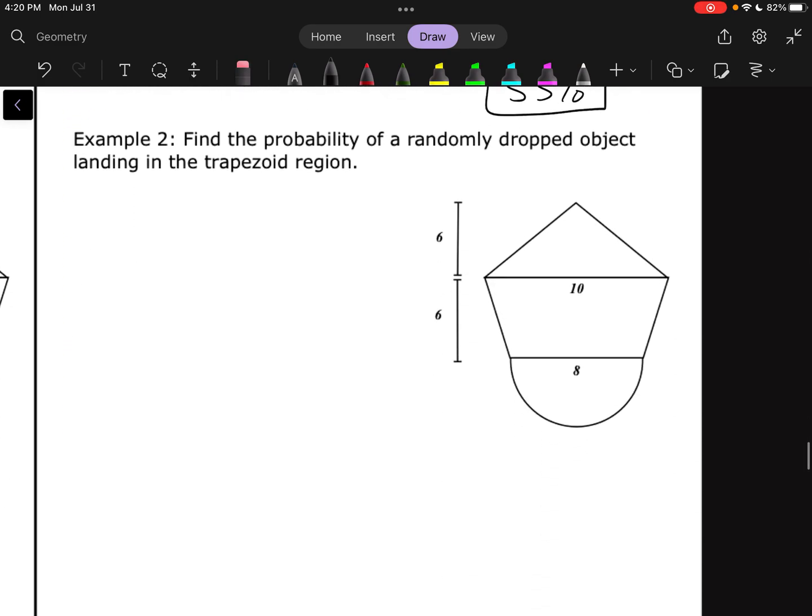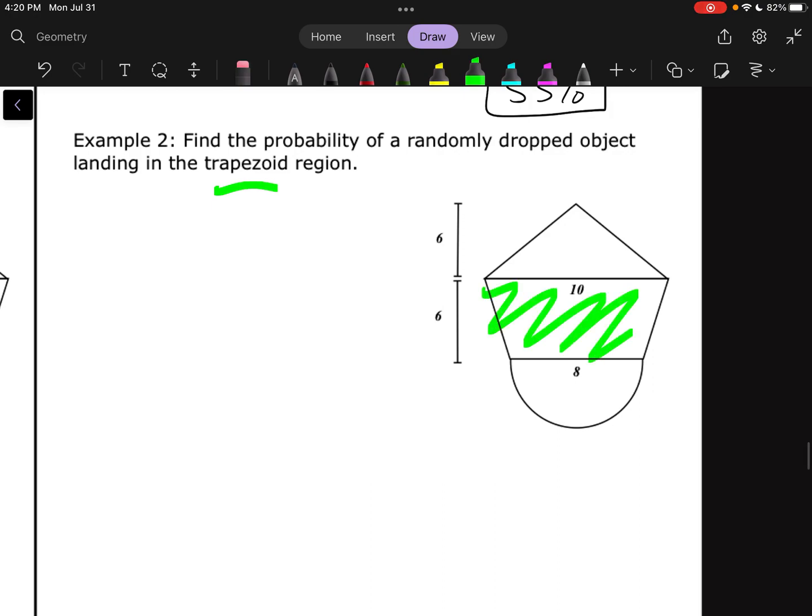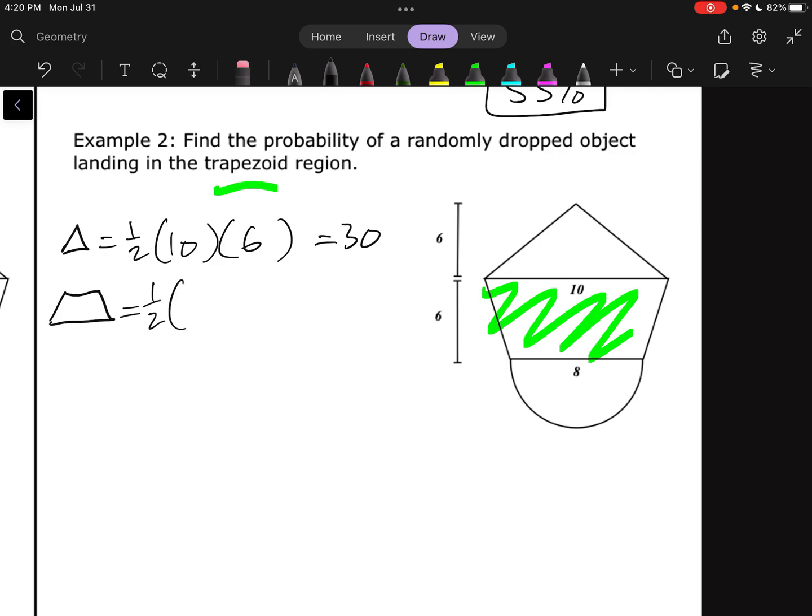For this part, we want to land in the trapezoid region, which would be all of this. So let's find all of our individual areas first. For the triangle, we want to do 1/2 base times height. That'd be 1/2 times 10 times 6, which is 30. For the trapezoid, we want to do 1/2 b1 plus b2, that's 10 plus 8, times the height, which is 6. And that would be 10 plus 8 is 18, half of that's 9, times 6 is 54.